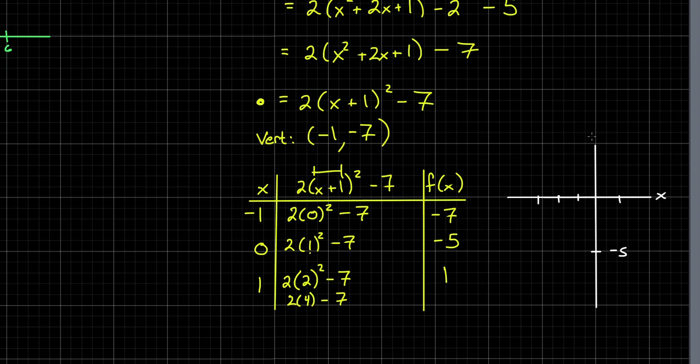I should probably be more formal. X. Do you guys call this y or f of x? Y. Cool. I think I can plot these 3 points pretty easily. Negative 1, negative 7 lives about there. I think. 0, negative 5 is about there, and 1, positive 1 would be about there. These are the only points that I have. That's the best I've ever gone through 3 points on the board.